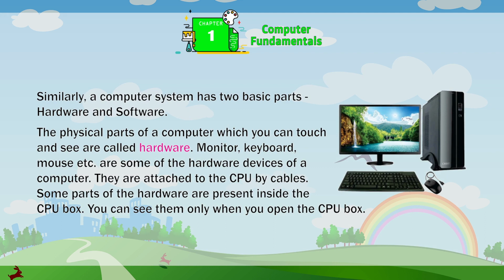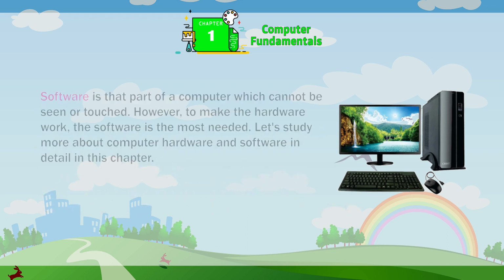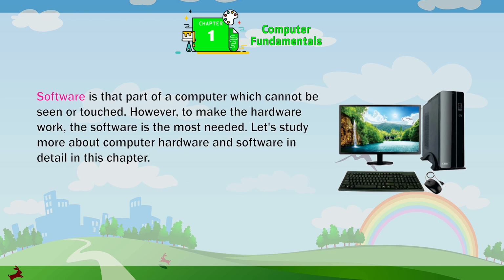The physical parts of a computer which you can touch and see are called hardware. Monitor, keyboard, mouse, etc. are some of the hardware devices of a computer. They are attached to the CPU by cables. Some parts of the hardware are present inside the CPU box. You can see them only when you open the CPU box. Software is that part of a computer which cannot be seen or touched. However, to make the hardware work, the software is the most needed. Let's study about our computer hardware and software in detail in this chapter.